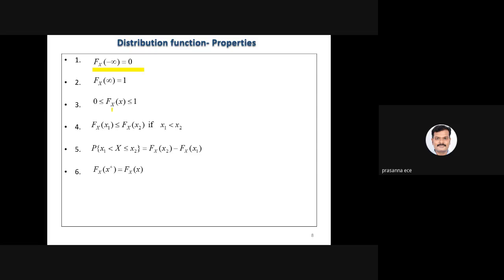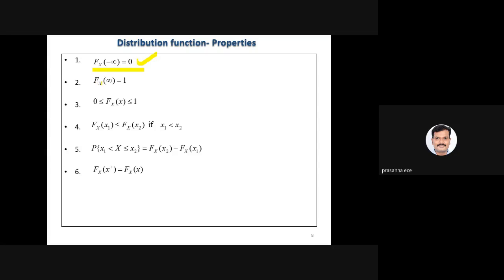The first property says that at minus infinity for the random variable, the value of the distribution function is 0. What does minus infinity mean? At the leftmost side, we are seeking probabilities of values less than minus infinity, right? Most of the time that doesn't have any corresponding event in the sample space. That is an impossible event, so that's why we are getting a value of 0.